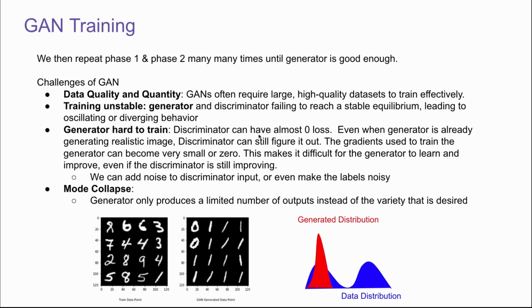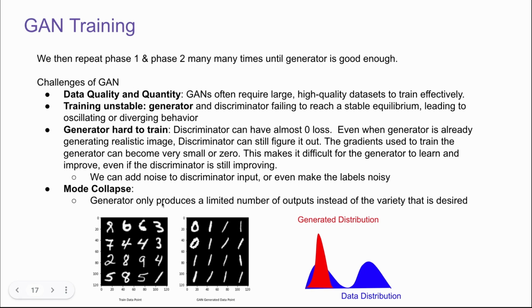Usually the discriminator can have almost zero loss, meaning even when a generator is already generating a realistic image, the discriminator can still figure it out. In this case, the gradients used to train the generator can become very small or zero. This makes it very difficult for the generator to learn and improve, even if the discriminator is still improving. There are many ways to solve it. We can add noise to the discriminator inputs on purpose, or we can even make the labels noisy, so we confuse the model intentionally.